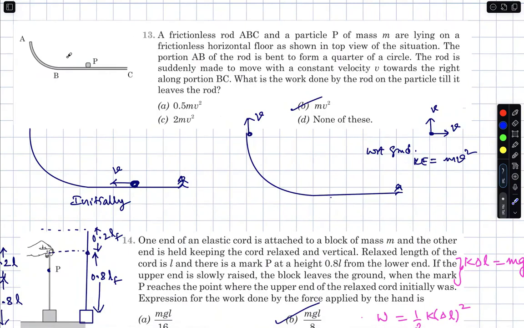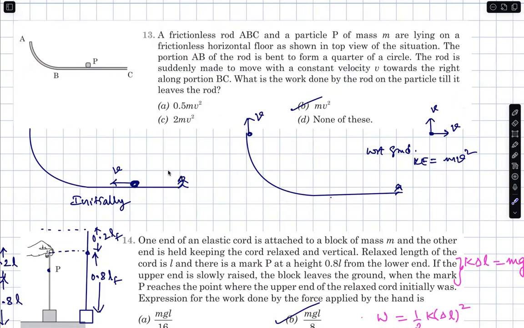The portion AB of the rod is bent to form a quarter of a circle. The rod is suddenly made to move with a constant velocity V towards the right along BC, which means you are taking this portion in this direction. Right. What is the work done by the rod on the particle till it leaves the rod?